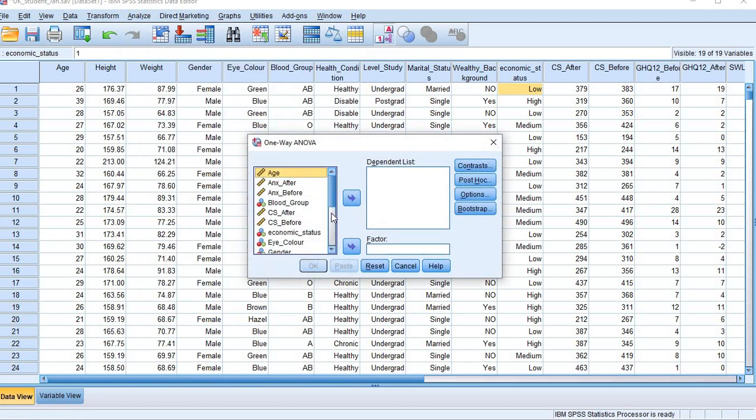So we move now our dependent variable. Our dependent variable is the continuous one, that is the credit score, and we are looking at it with economic status as our factor variable. That is now the one-way ANOVA.